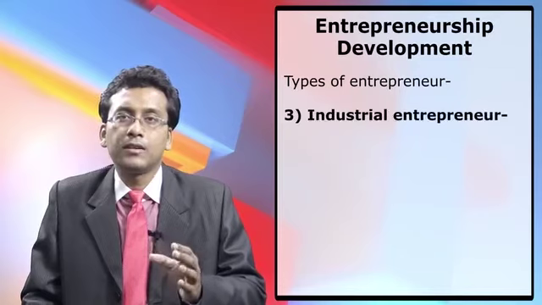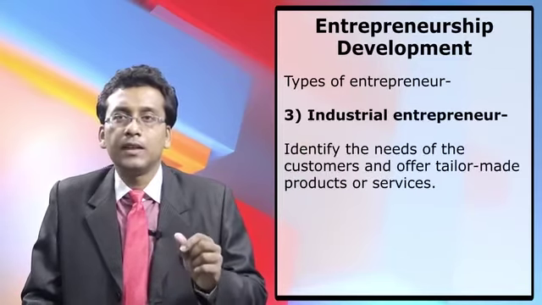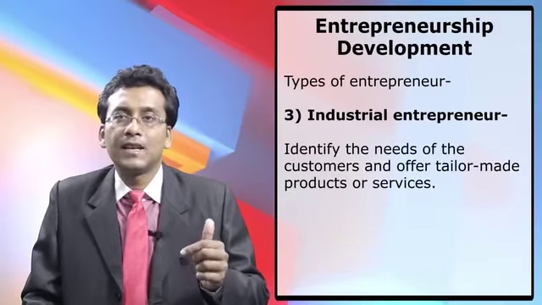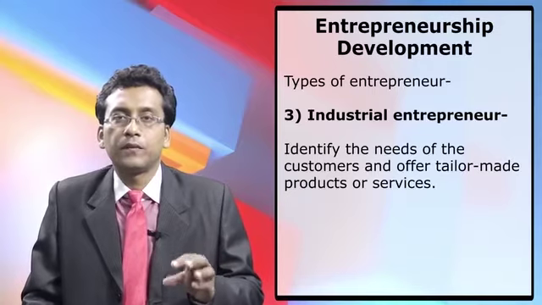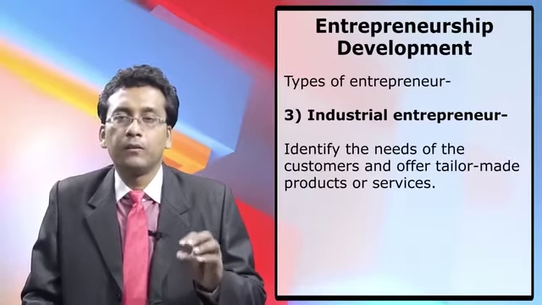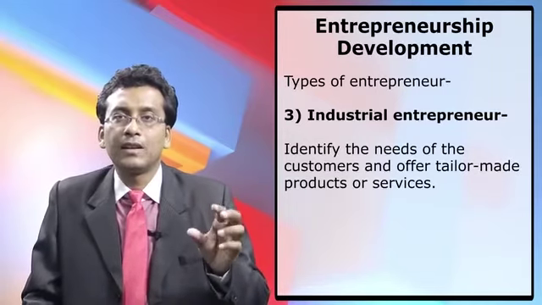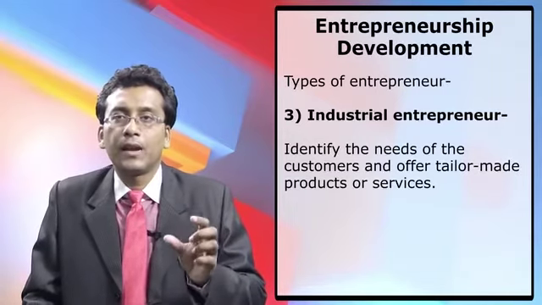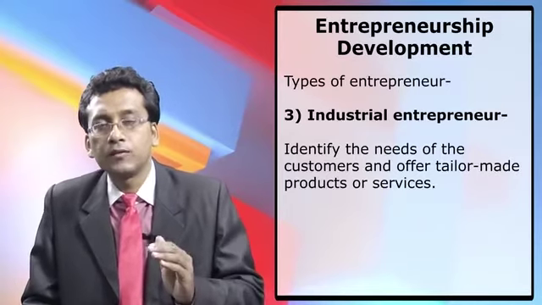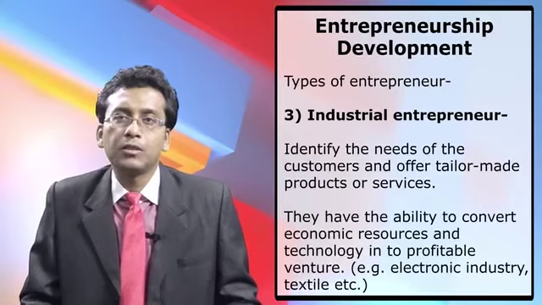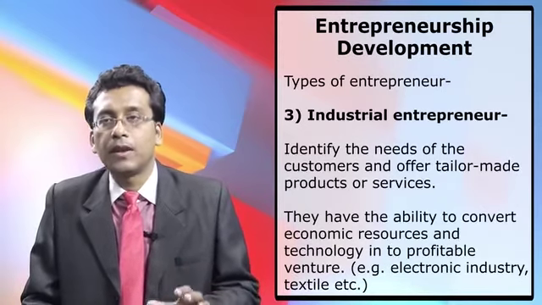We go to the third type of entrepreneur. These are called the industrial entrepreneur. Now what exactly is their role? They identify the needs of the customer and offer tailor-made products or services. Nowadays we say survival of the fittest is the mantra of the game. And if you want to survive, you have to satisfy your customer. So industrial entrepreneurs offer tailor-made products or services depending upon the requirement of the consumer. They have the ability to convert economic resources and technology into a profitable venture.